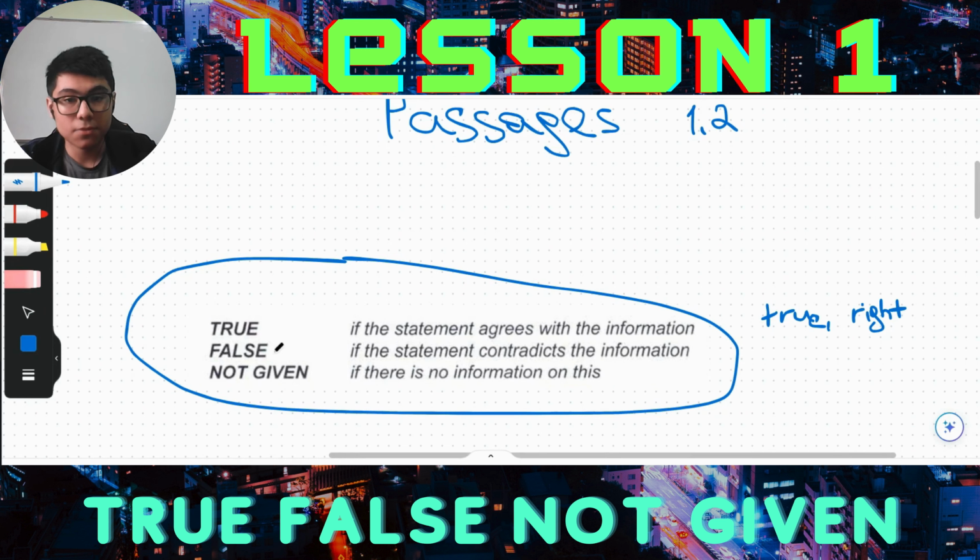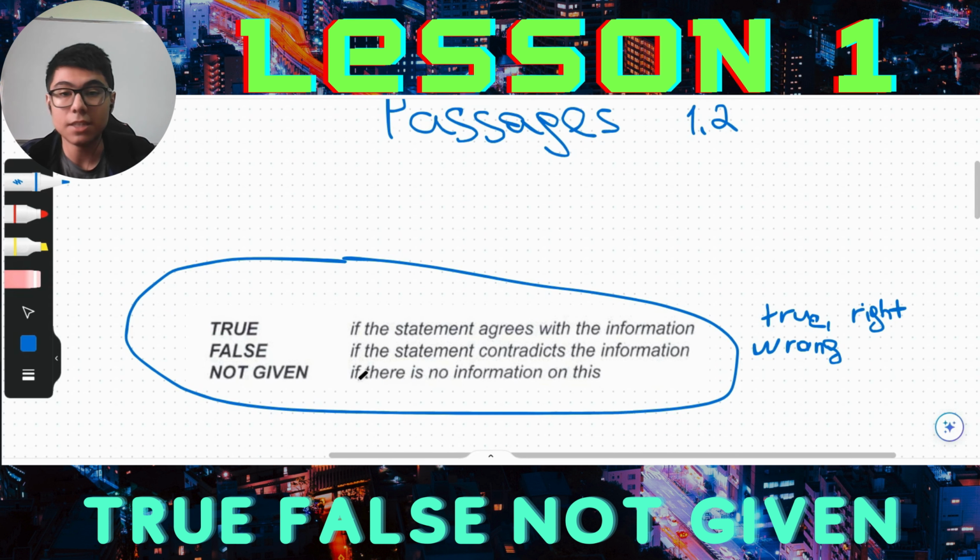What about false? False is if the statement contradicts the information, when that information is wrong, which means that you can correct that information based on the passage. You can correct that information based on the passage because that information is wrong.